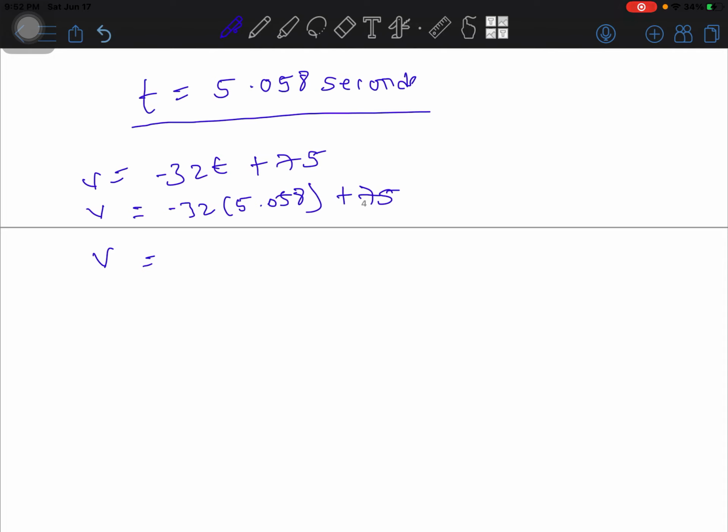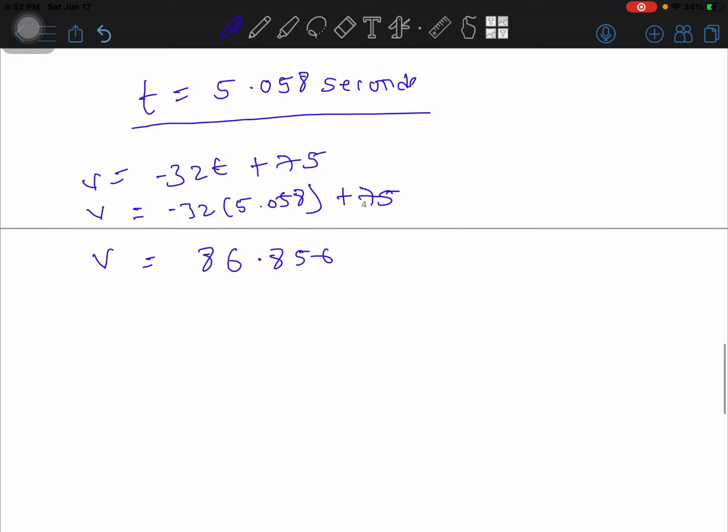That will be negative 86.856, and the velocity will be negative because the ball is actually decelerating downward. So you can say that the ball was decelerating at the rate of 86.856 feet per second.